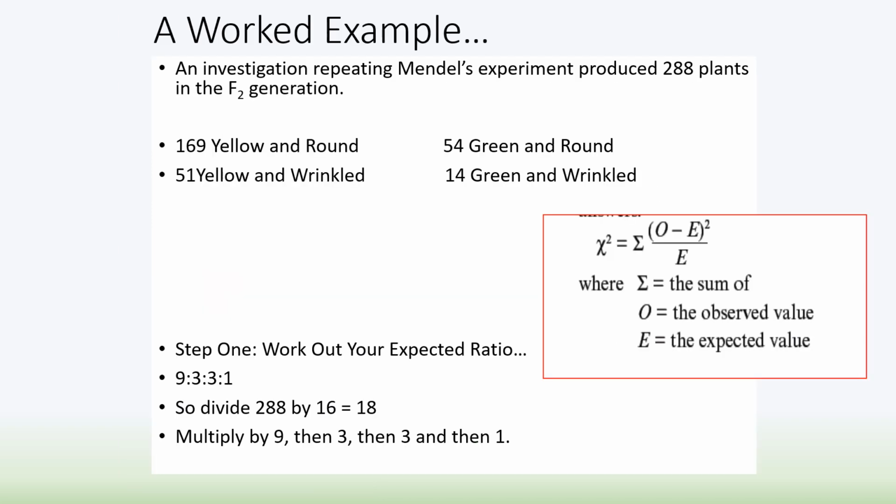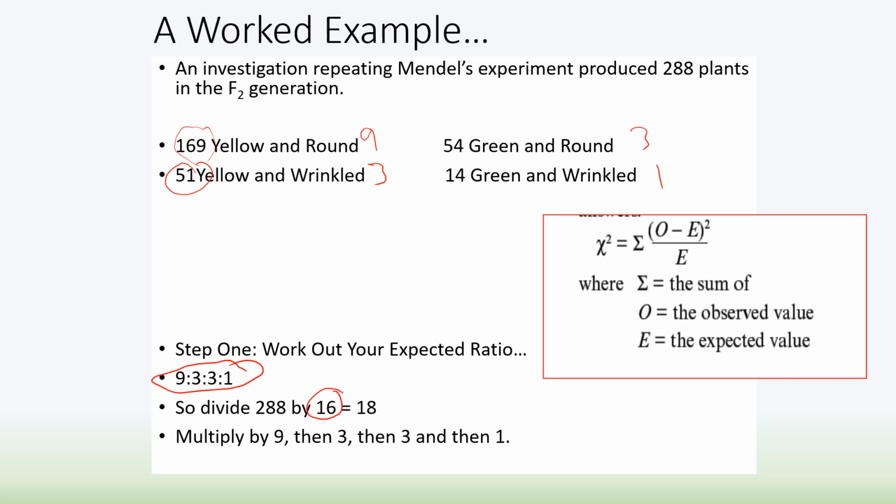Have a look at a worked example. Here we have some numbers. We've got 169 yellow and brown, dominant, so that's the one that should be 9. 51 there, so 3, 3, and 1, which is 14. The first thing is we need to work out the expected ratio. We've got a 9 to 3 to 3 to 1 ratio, so that equals 16 if I add all those up.